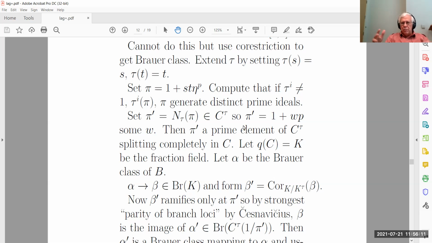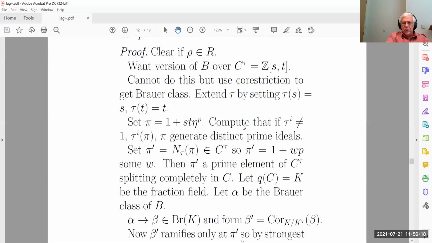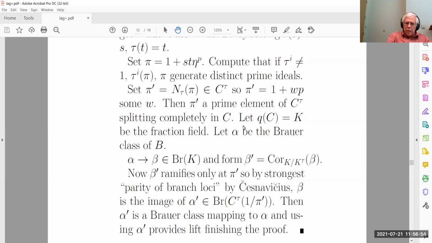I'm going to take the algebra B over Q rows ST, and I'm going to take its co-restriction. And then I'm going to observe that I know exactly where it ramifies, because I know so much about B. The co-restriction can only ramify on the primes that divide pi, this 1 plus st rho to the p, and those are distinct prime ideals. I take their norm, and then so what I do is I form this co-restriction, and then I quote this very strong purity of branch loci result of Sesnevis.